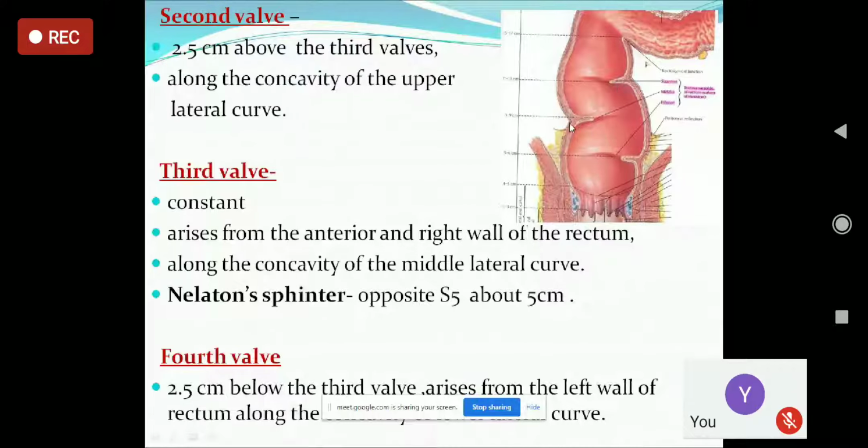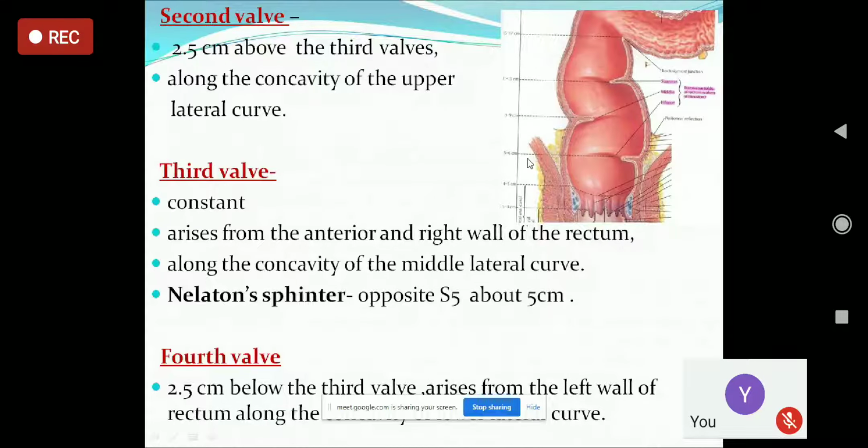Now we'll talk about the third valve. This valve is the constant valve. It arises from the anterior and right wall of the rectum along the convexity. Look at here. This is the convexity. I told you this is upper, this is middle, and this is lower. So this valve is along the convexity of the middle lateral curve. Look at it. This is the middle convexity. Opposite the middle convexity, you are getting the third valve.